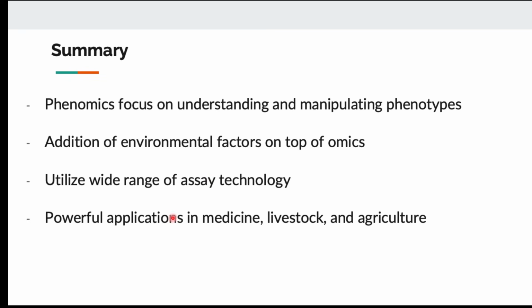People are exploring this kind of combination of tools and knowledge about phenotype to create applications in many fields. Okay, so that's everything that I prepared for today.